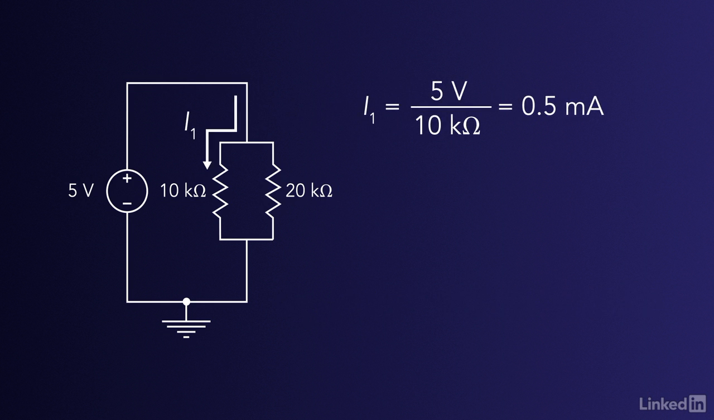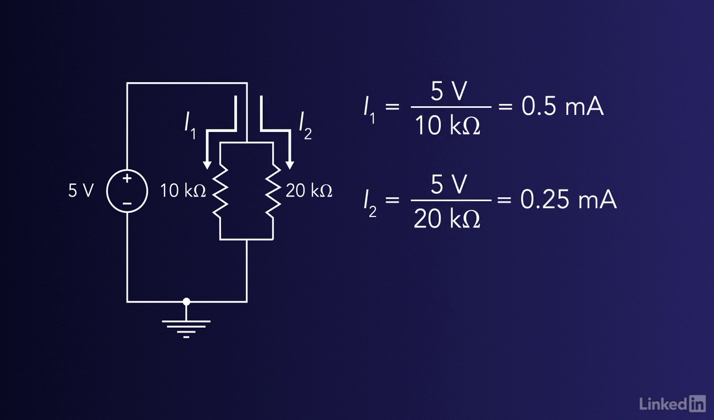Using Ohm's law to individually calculate the current through each resistor, I see that the current through the 10 kiloohm resistor on the left will be 0.5 milliamps, and the 20 kiloohm resistor on the right will get 0.25 milliamps of current through it. These two current values add up to the total combined current of 0.75 milliamps, which is the same value I calculated a moment ago. But as you can see, the current is distributed unequally among the resistors based on their values.